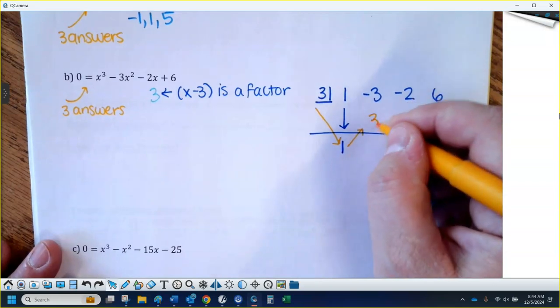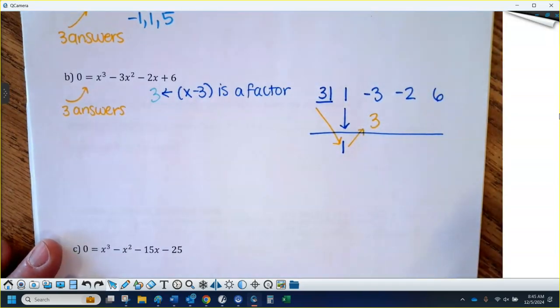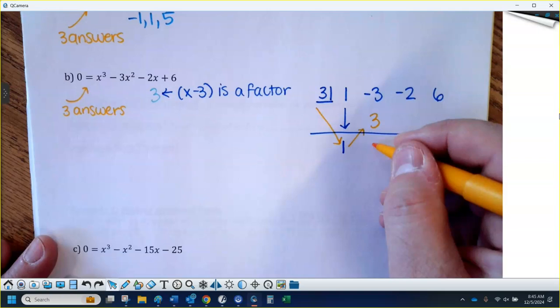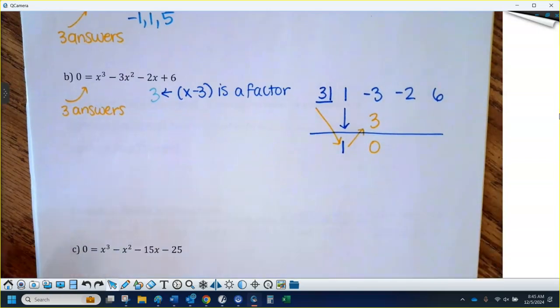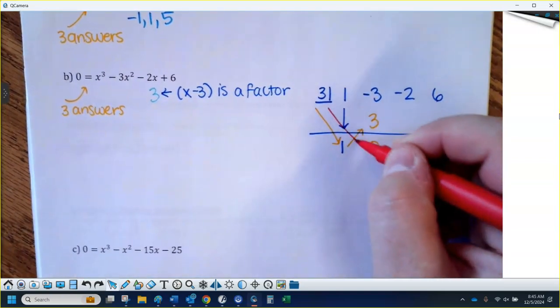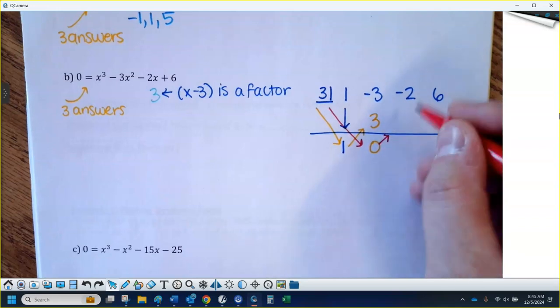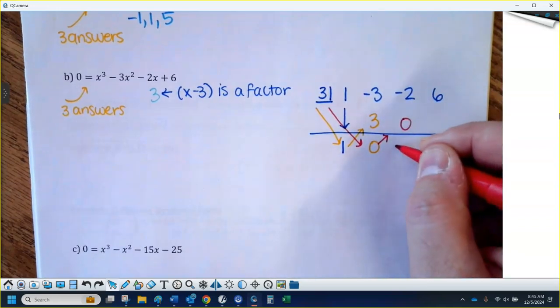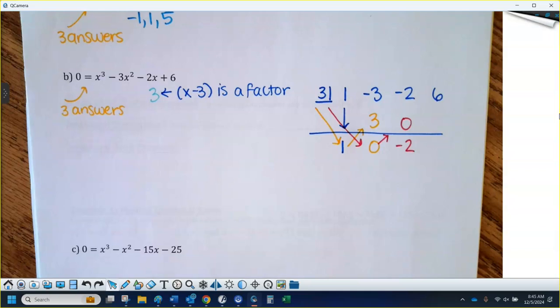So 3 times 1 is 3. And you just add the numbers that are stacked on top of each other. So actually that's just 0. And then just repeat. So then I'm going to do 3 times 0, which anything times 0 is 0. This will be -2. Now, should I have a remainder?